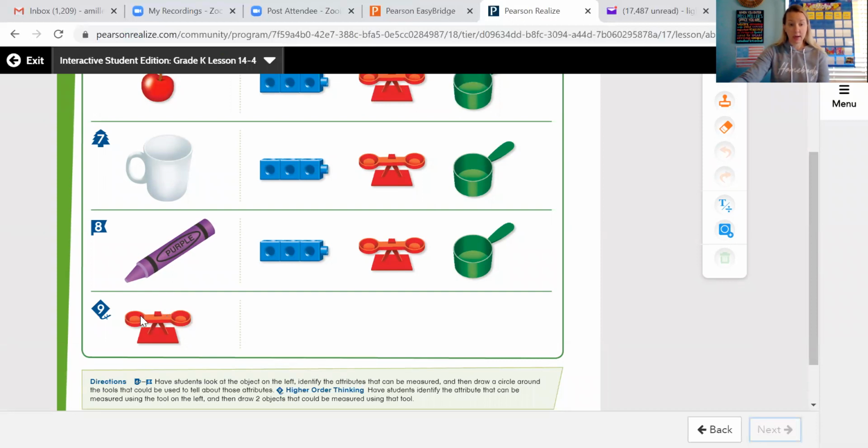And number 9, look at this tool right here. You have to decide what measuring tool it is, and what 2 objects you could measure using this tool. Draw 2 objects over here that you could measure using this tool right here.